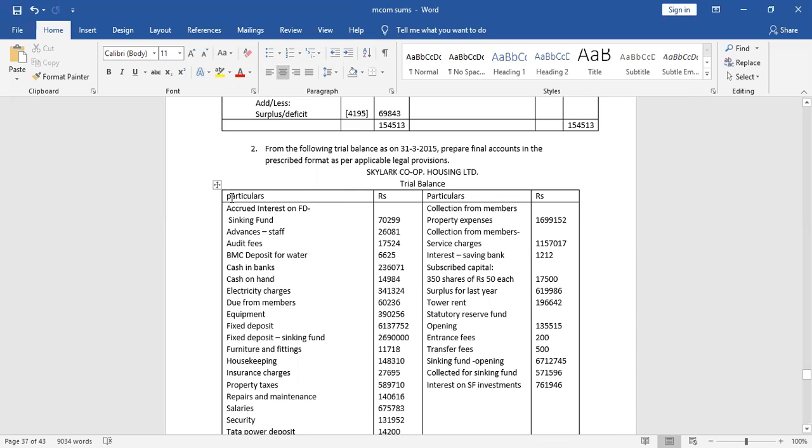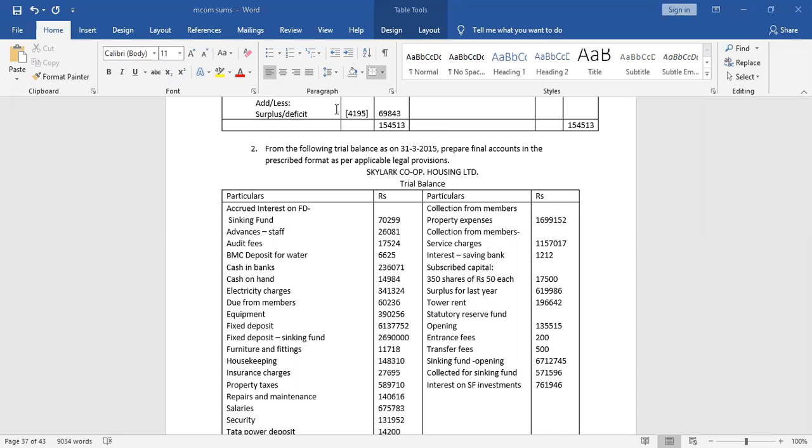So the information given: accrued interest on FD, sinking fund. On the debit side of the trial balance, it may be an asset or it may be an expense. Now, accrued interest means outstanding interest on FD which we have to receive, outstanding income. So outstanding income is an asset. Outstanding income when it comes in the trial balance has only one effect. It will come on the asset side.